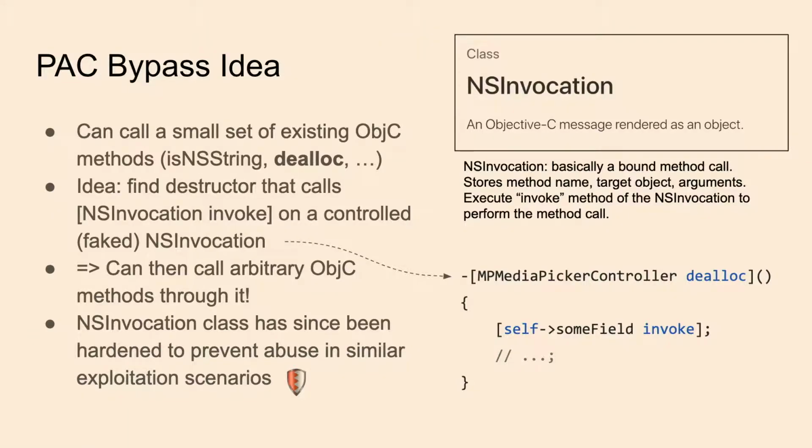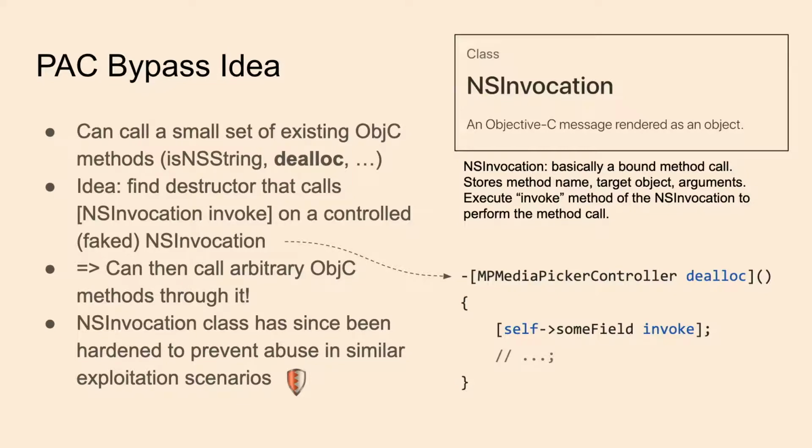Okay, so what can we do with this? One very interesting method we can get called is dealloc, the destructor. So I think in quite a few, maybe most, of the Objective-C exploitation scenarios, you can probably get a dealloc method called. Now what you do is you just enumerate all the destructors in the shared cache. There's tons of them, I think 50,000. And you can get any of those called. And then one of them, or a few of them, are really interesting because they call this invoke method, which is part of the NSInvocation object or class.